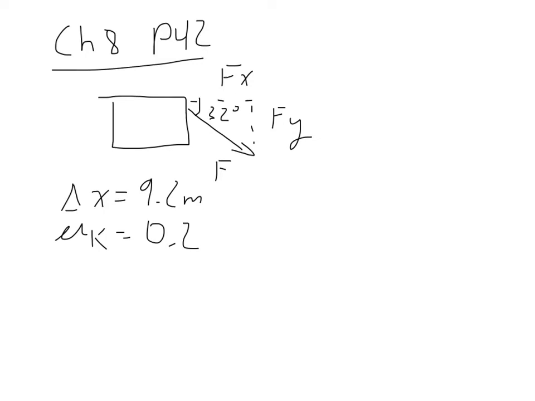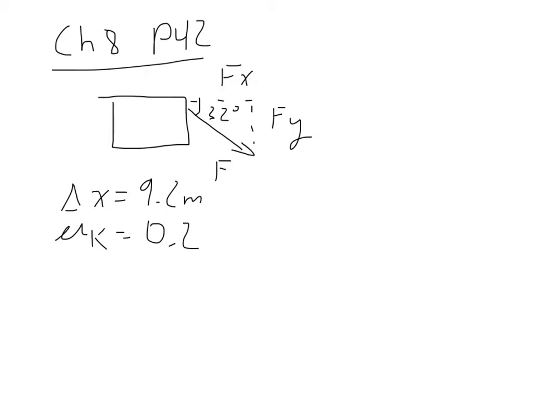This is Chapter 8, Problem 42. Here we have a worker pushing a 27 kilogram block a distance of 9.2 meters along a level floor at a constant speed with a force directed 32 degrees below the horizontal. Right away we have to realize that the worker is being incredibly stupid because he's pushing down on the block instead of pushing up, so he's increasing the normal force.